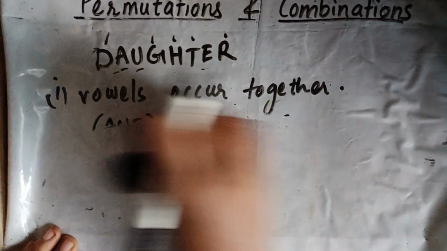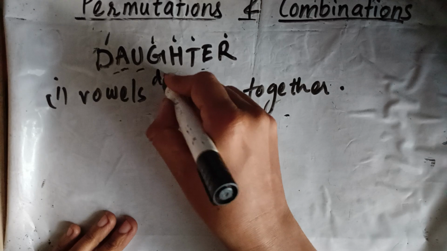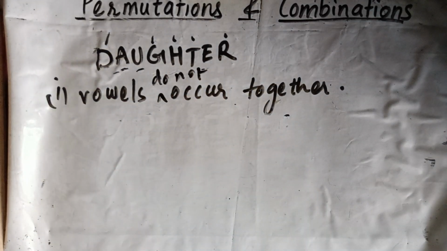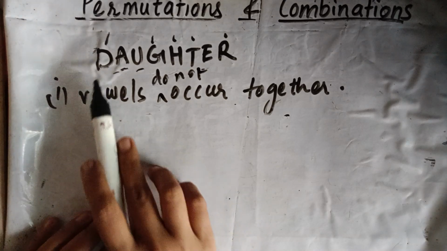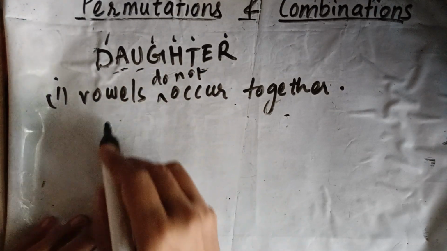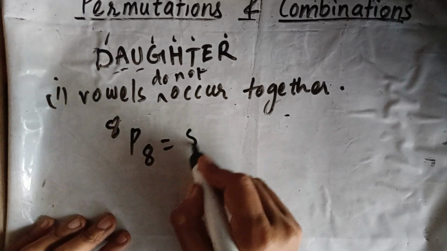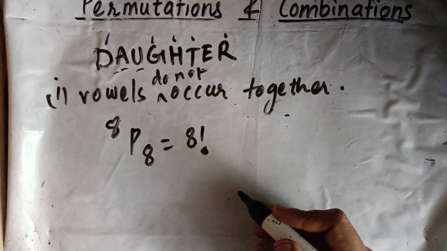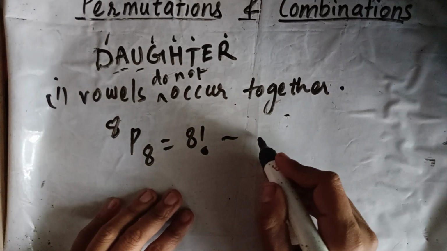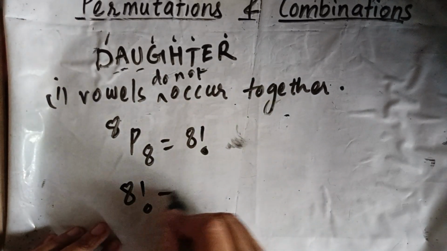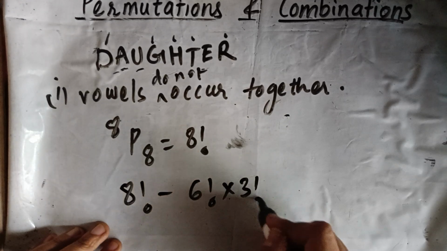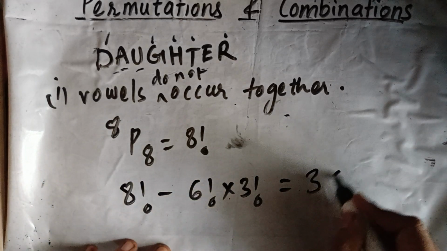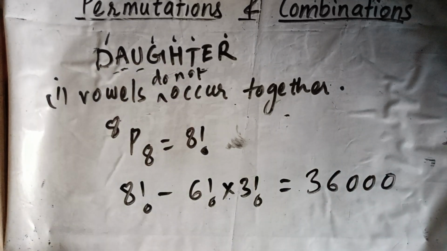Now we'll find out when vowels do not occur together. So now you have to take all the letters. Total number of letters is 8. So 8P8, 8 factorial. But we have to remove the cases when all vowels occur together. So that is 6 factorial into 3 factorial, that we have to remove.